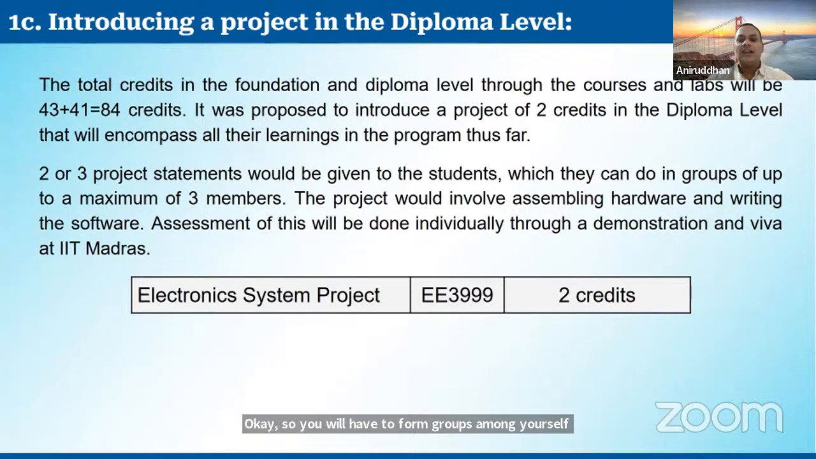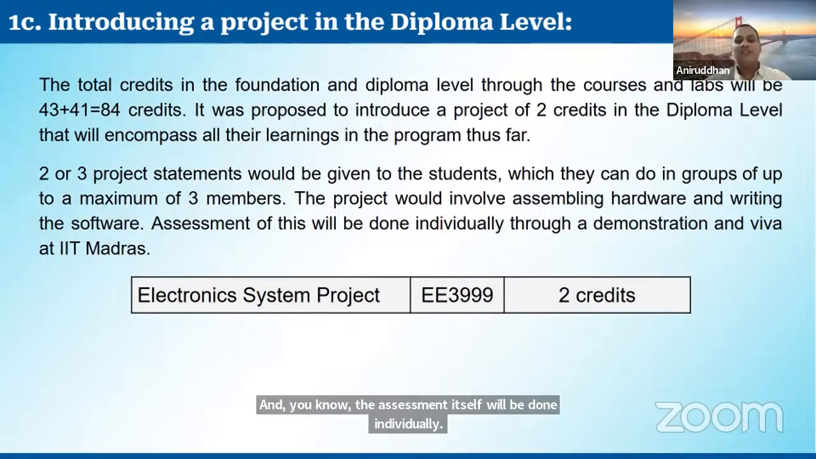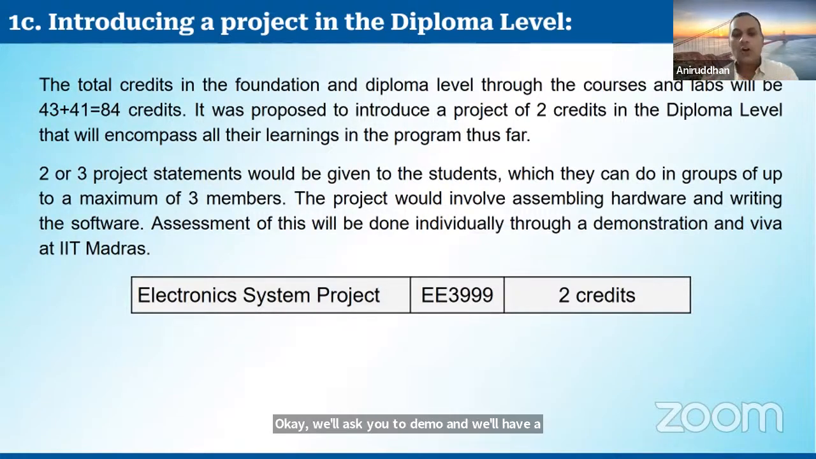And the assessment itself will be done individually. Okay, we'll ask you to demo and we'll have a viva. So what we'll do is we'll call you here to IITM. You can spend time assembling, debugging your projects.